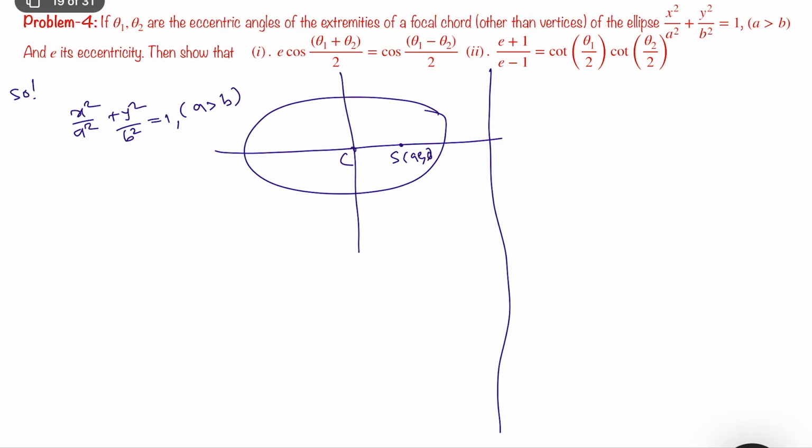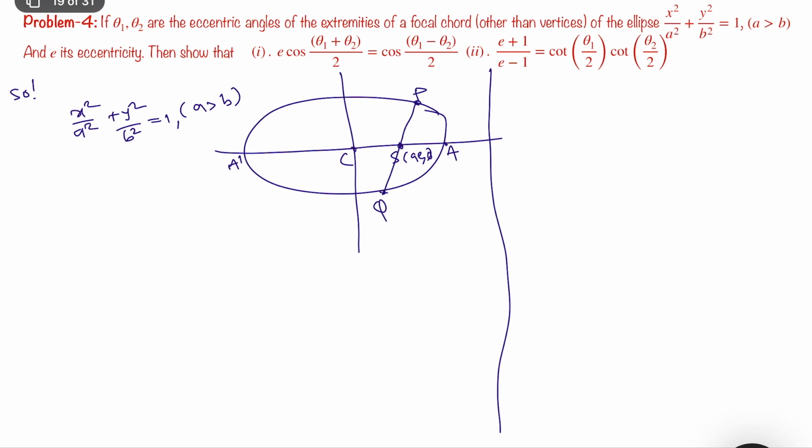So the focal chord that we are considering, other than through these vertices. Here A dash is also going to be a focal chord, but we are not considering A dash. So other than vertices, some focal chord, something like this. This is a focal chord. What is a focal chord? A chord passing through the focus, whose extremities, let us say, are P and Q.